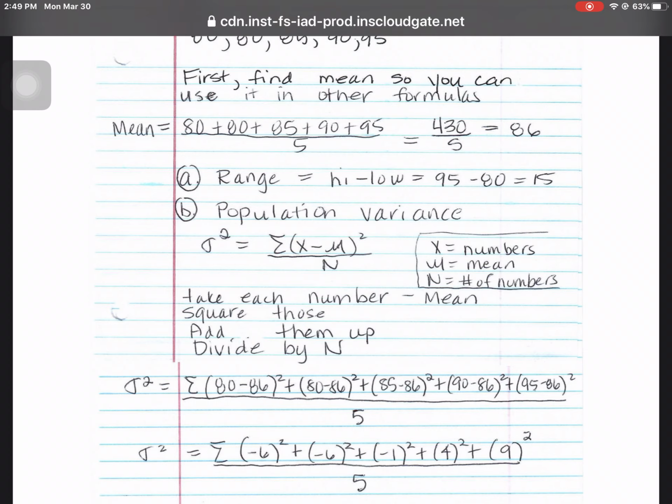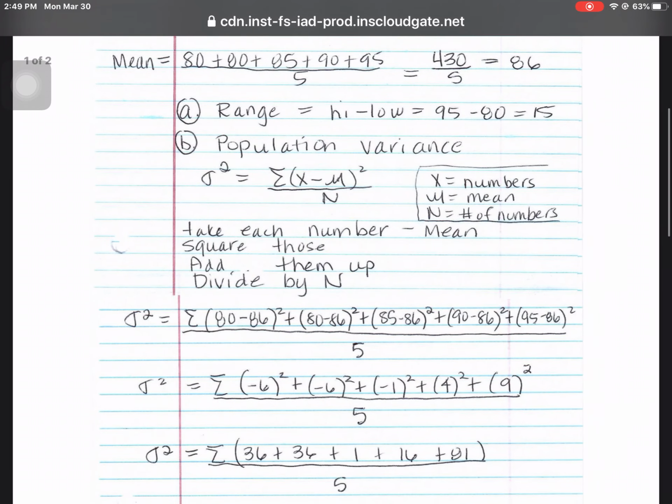Now we're going to do the square. What does square mean? Times itself. A negative times a negative equals a positive. So that's why each of those are positive. 6 times 6 equals 36. 6 times 6 again is 36. A negative times a negative equals a positive. 1 times 1 is 1. 4 times 4 equals 16. 9 times 9 equals 81. So we've done the exponents. Take each number minus the mean. Square means to do that times itself. Do what's in the parentheses first.